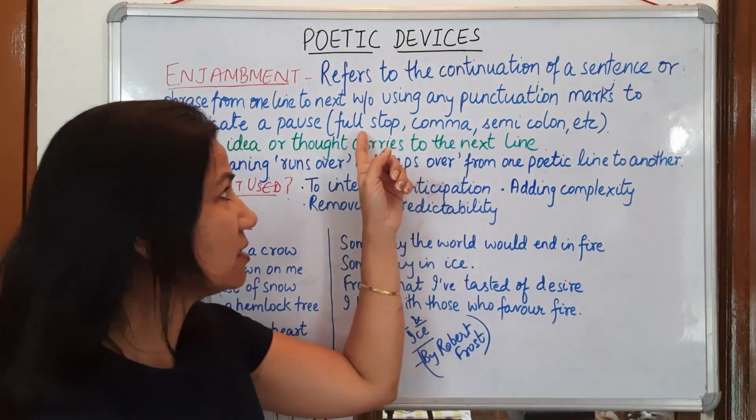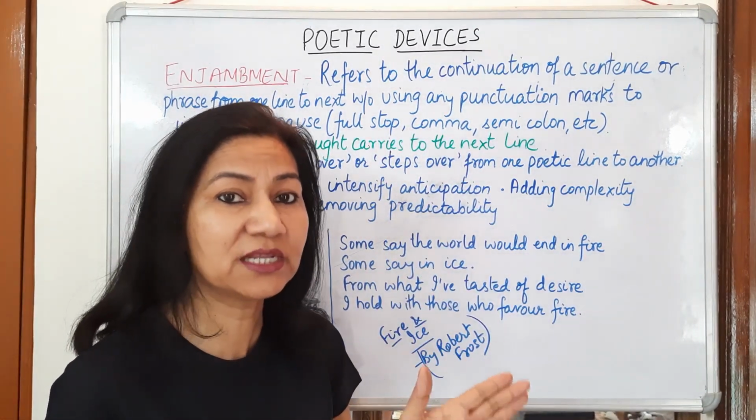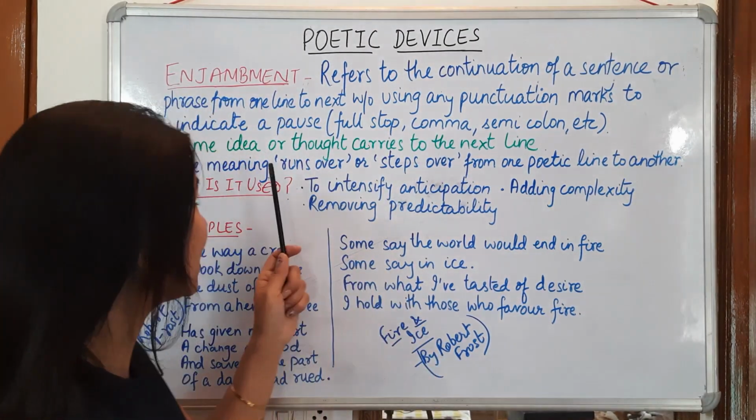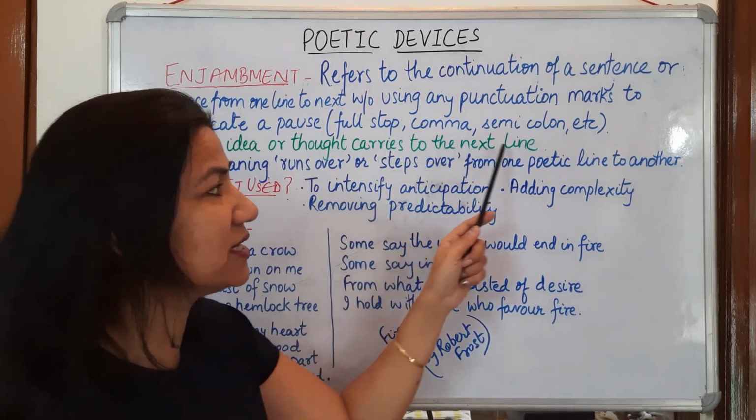So these are the full stop, comma, semicolon. They indicate pauses in a given poetry. So they are not used by the poet. The second thing is that the same idea or thought carries to the next line.